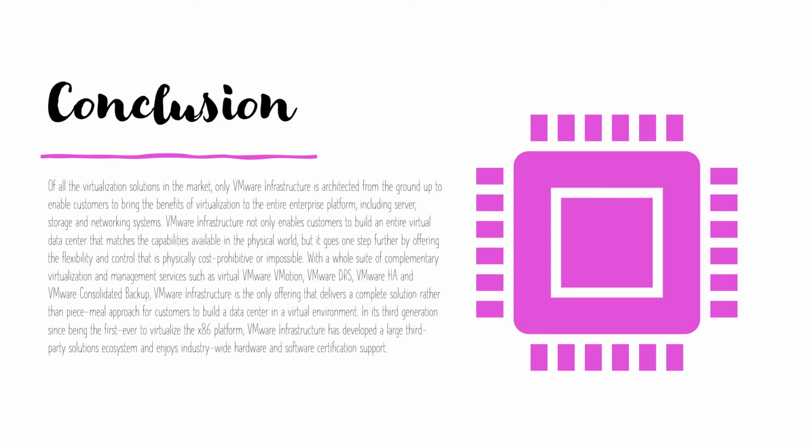And also, VMware infrastructure not only enables customers to build an entire virtual data center that matches capabilities available in the physical world, but it also goes one step further by allowing flexibility and control that is physically cost-prohibitive or totally impossible. With a whole suite of complementary virtualization and management services such as VMware vMotion, VMware DRS, VMware HA, and VMware Consolidated Backup, VMware is an infrastructure that delivers a complete solution rather than a piecemeal approach for customers to build a data center in any virtual environment.